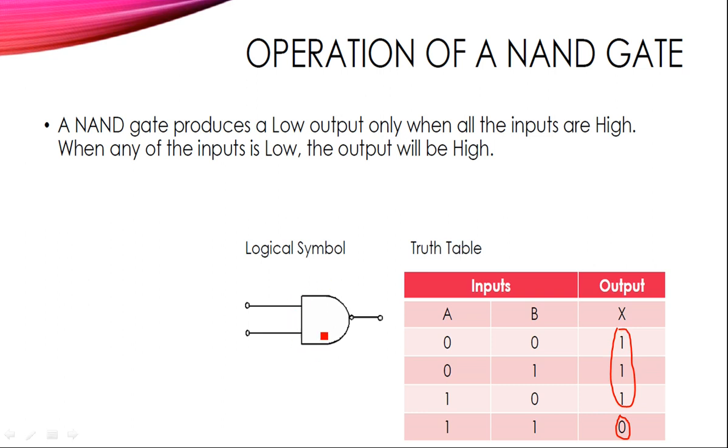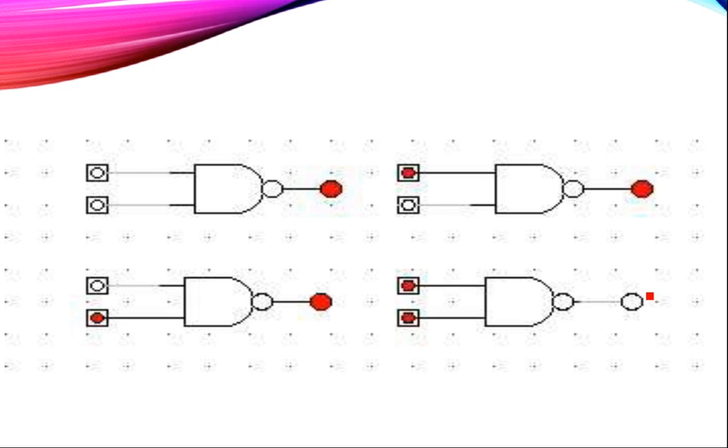And this is the symbol of NAND gate. You can see here it's similar to the AND gate, but at the output end we can see the bubble here. And this is the simulation results. So when both the inputs are high, then the output is 0, otherwise the output is high.